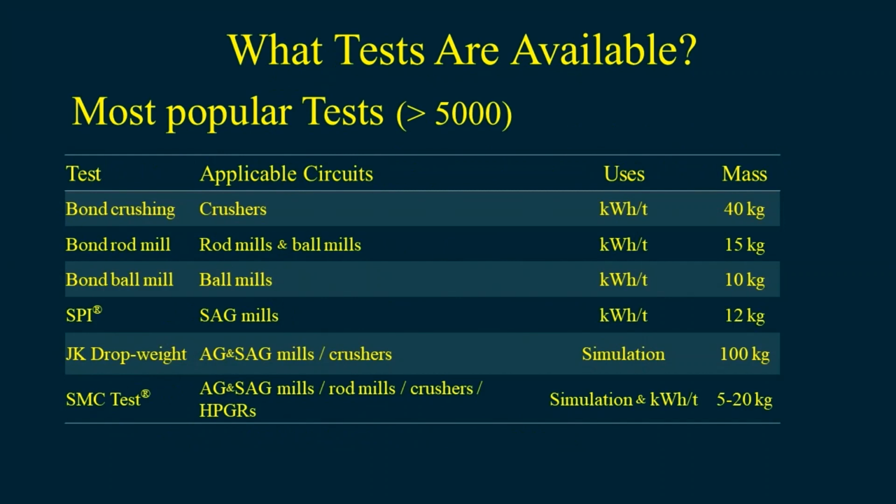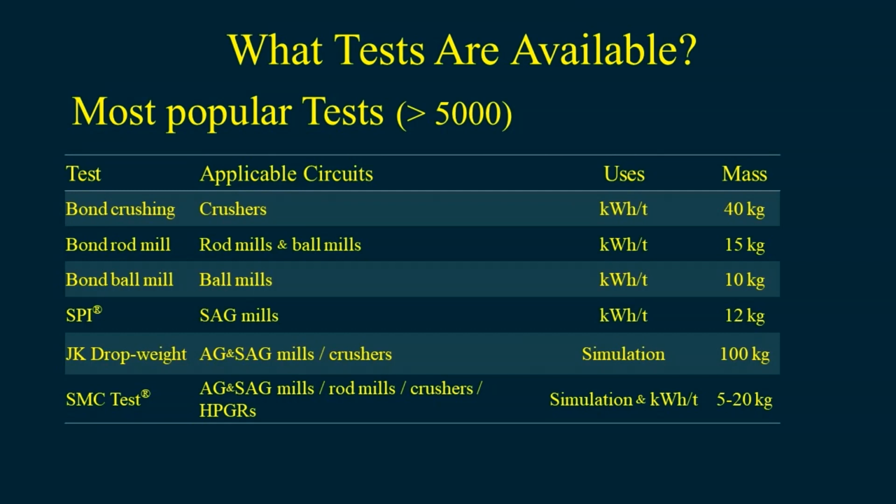So what tests are available? And I've put up here my top 6, and that's based on the numbers of tests that have been done, how popular they are over the years. Clearly, Bond tests have been around now for the best part of 60 years. They still are some of the most popular characterization tests. Crushing, rod mill, ball milling.